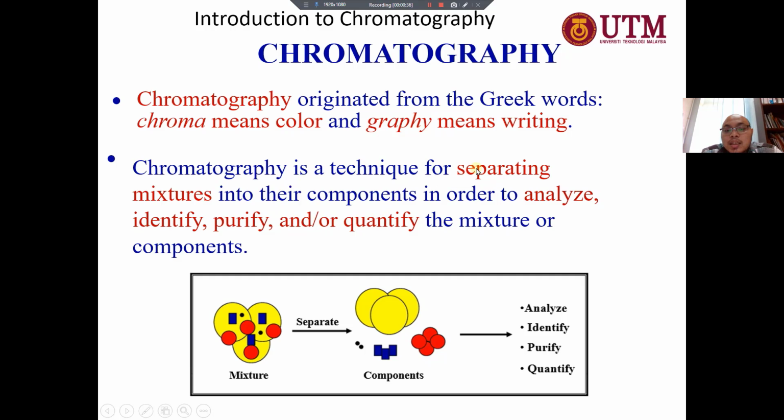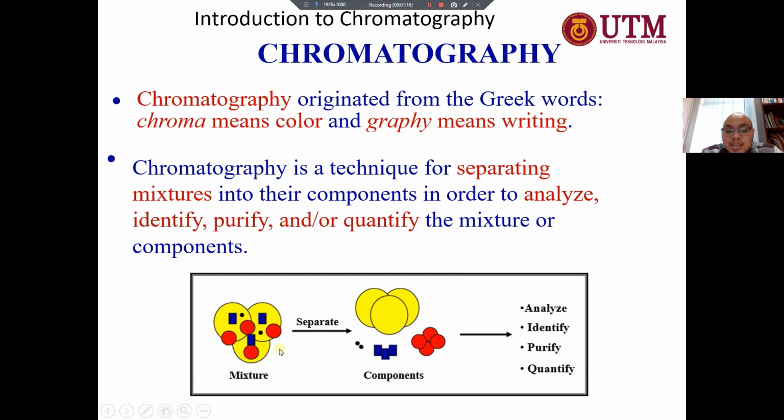Here are the keywords of the chromatography technique. The first one, we need to define where chromatography actually comes from. It comes from Greek words: chroma means color, graphy means writing. And then what is the purpose of chromatography? Chromatography is a technique for separating mixtures into their components in order to analyze, identify, purify, or quantify. So we have the mixture here, so we need to write their colors into components. That is why we call it chromatography.